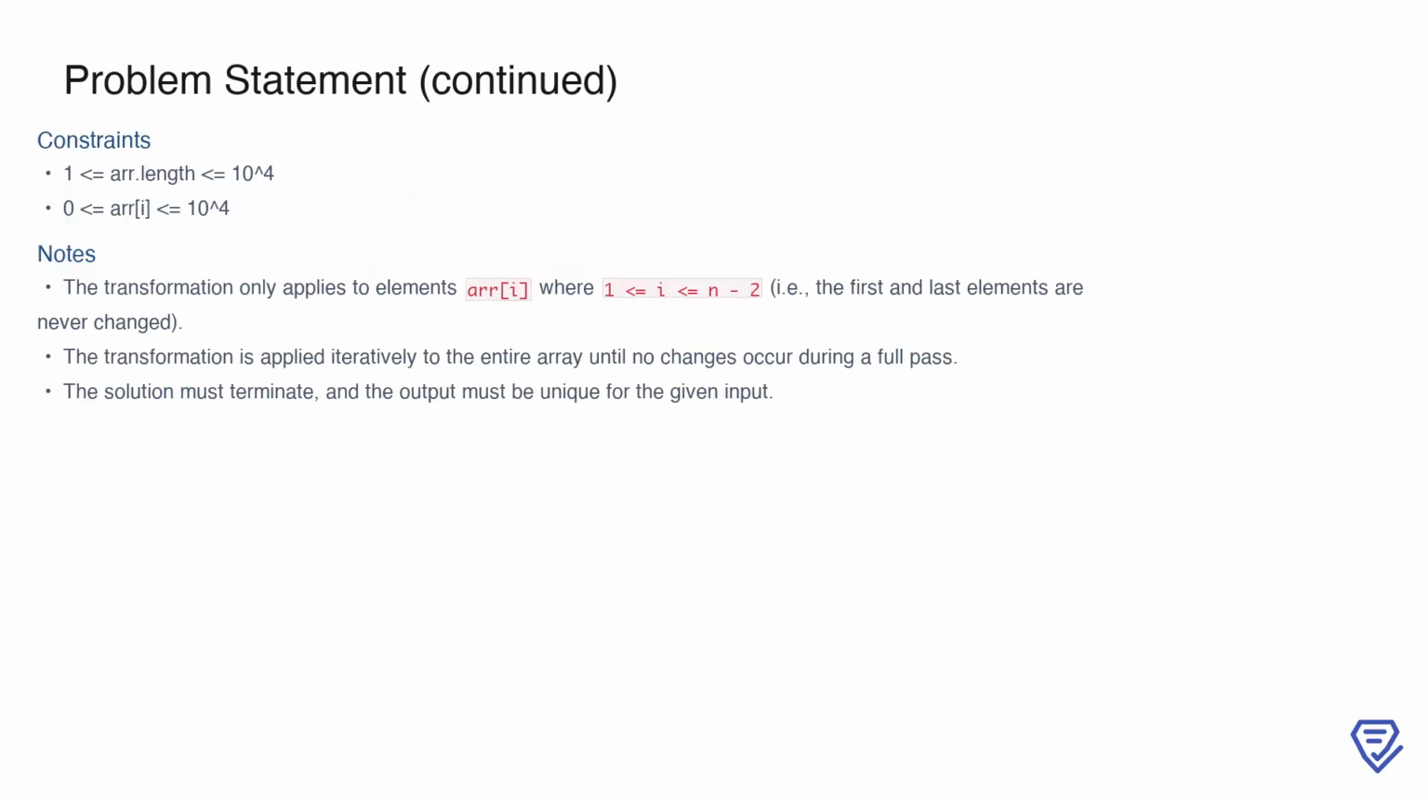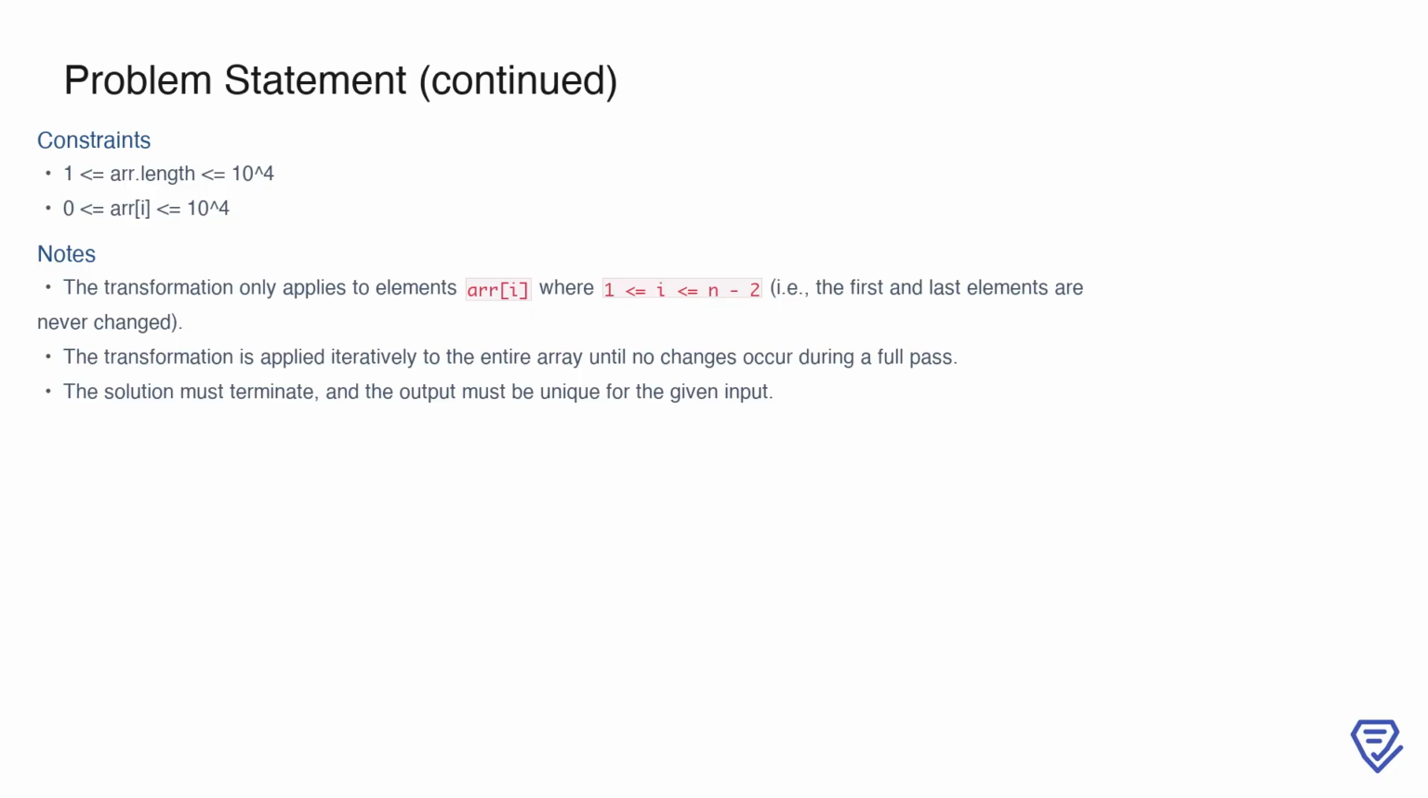The problem also comes with some constraints. The length of the array, arr.length, is guaranteed to be between 1 and 10,000, and each element of the array, arr[i], will be a non-negative integer between 0 and 10,000. It's important to note that the transformation rules only apply to the elements in the range 1 to n-2, meaning the first and last elements of the array are never modified.